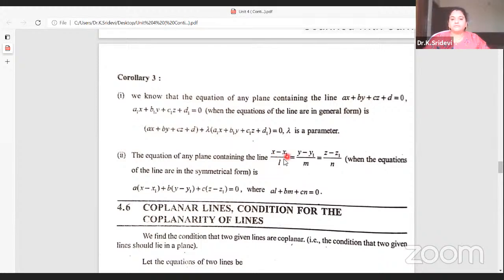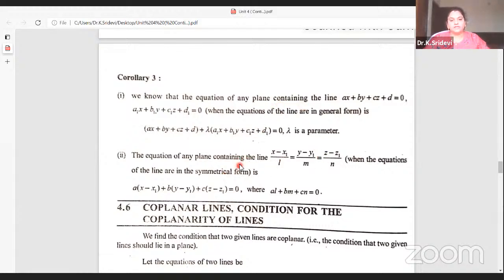Similarly, if the equation of the straight line is given in symmetric form like this, we can find the equation of any plane containing this line as a into x minus x1 plus b into y minus y1 plus c into z minus z1 equal to 0, such that AL plus BM plus CN equal to 0. So this condition must be satisfied for the plane equation when the equation of the straight line is given in symmetric form. Remember these 2 points.